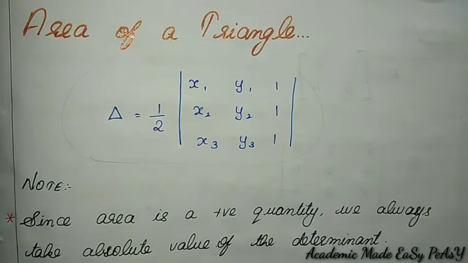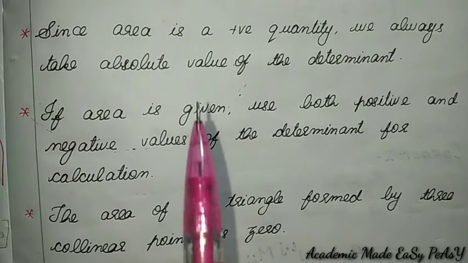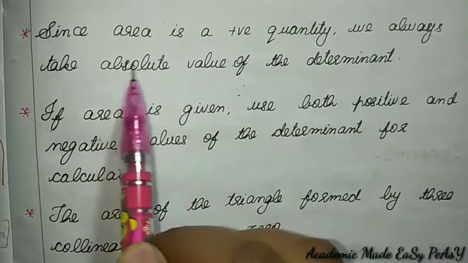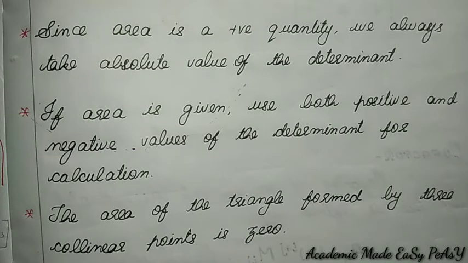There are some important notes to make in this topic. So now let's see that. These are the three notes that had to be made. Since area is positive, we always take the absolute value of the determinant. The determinant value may be negative or positive or even 0. So we will be taking only the positive values.